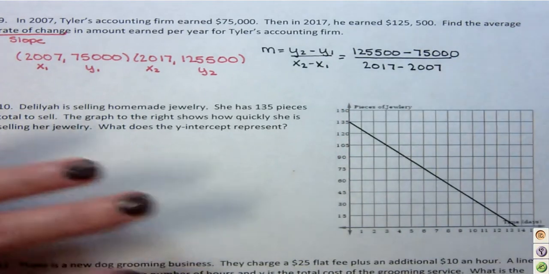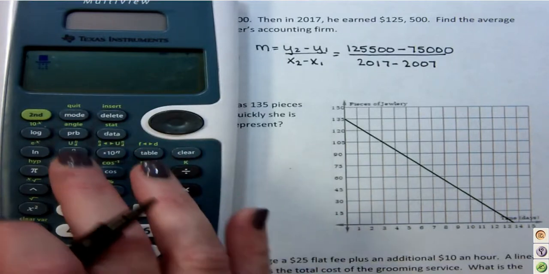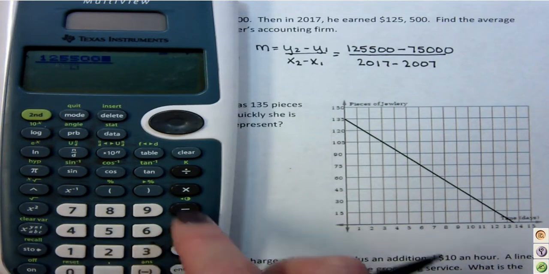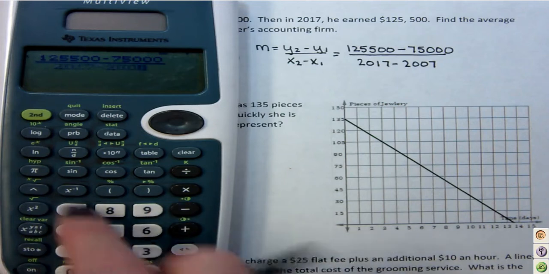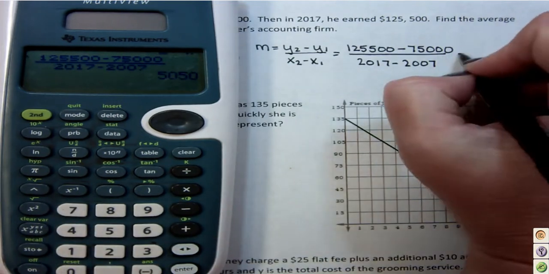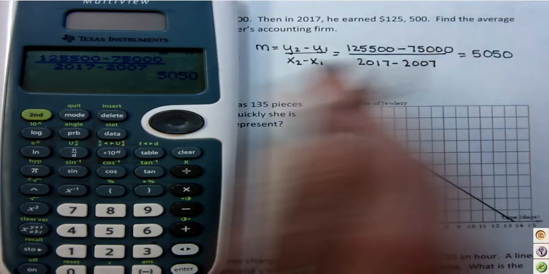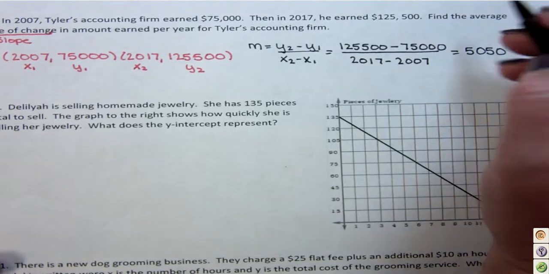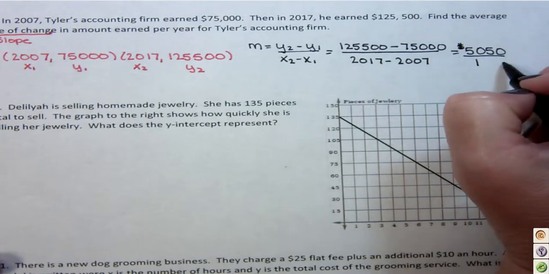And I'm going to put all that in my calculator at one time. I'm going to use my fraction button. And I'm going to do 125,500 minus 75,000 over 2017 minus 2007. And when I do, I get 5,050. So the average rate of change is $5,050 per 1 year.